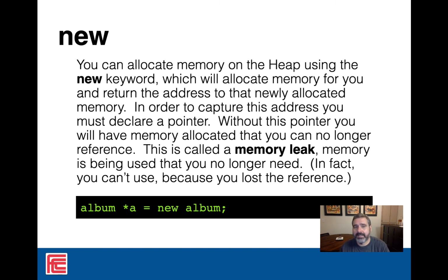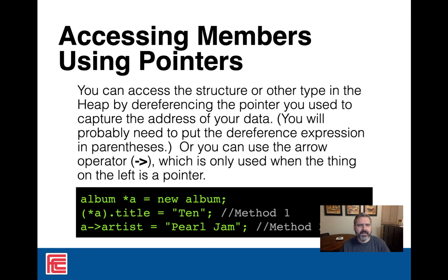If you no longer need something and you're going to switch the value of that pointer, that's fine. You just have to delete the thing that you had it at before you switch the value. Otherwise, you're going to be using memory that you're not actually using. And that's going to increase the memory footprint of your application and potentially cause it to run slower, and so on. So now, how do I access members when I'm using a pointer?